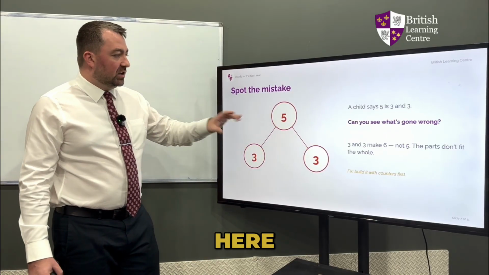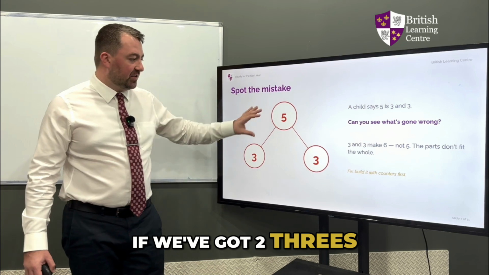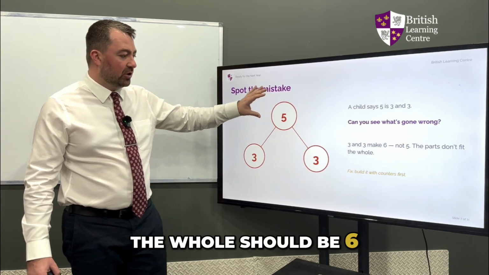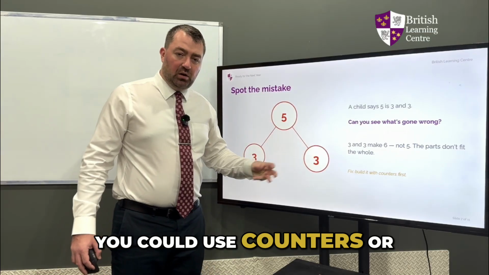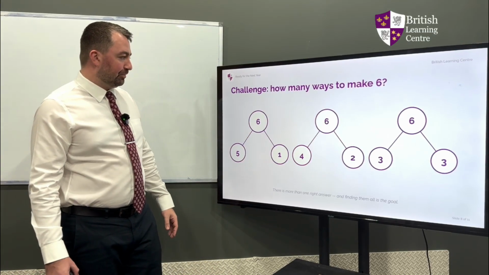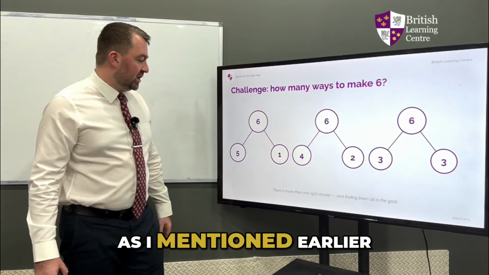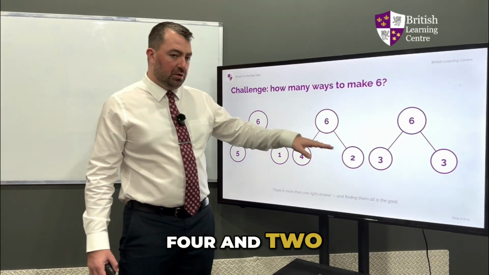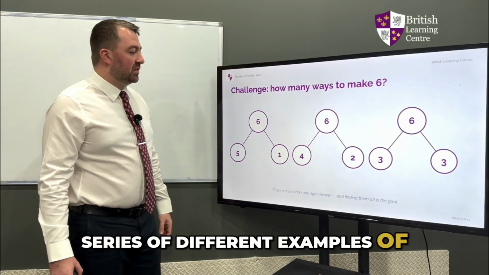Okay, here, children might see the mistake. We can see here, if we've got 2 3s, the whole should be 6, not 5. The parts don't fit. And again, you could use counters or something else at home to help explain that. So, how many different ways do we have for 6? As I mentioned earlier, 5 and 1, 4 and 2, 3 and 3. You could give your children at home a series of different examples of how we would do that.